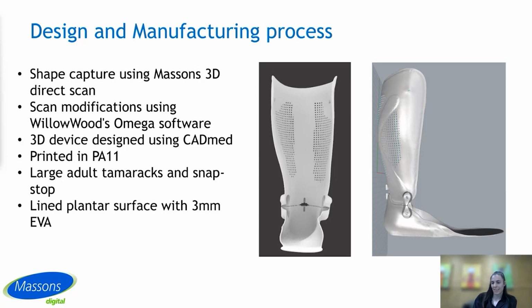There was little upskilling and time investment for myself as I was already accustomed to using Omega and the Massons 3D app. However, I relied heavily on the digital team when using CADmed for the design. Similarly to our CFAB process, I uploaded my modified scan, gave the digital team my design and fabrication instructions, and then we organised a time to go over the design prior to printing.